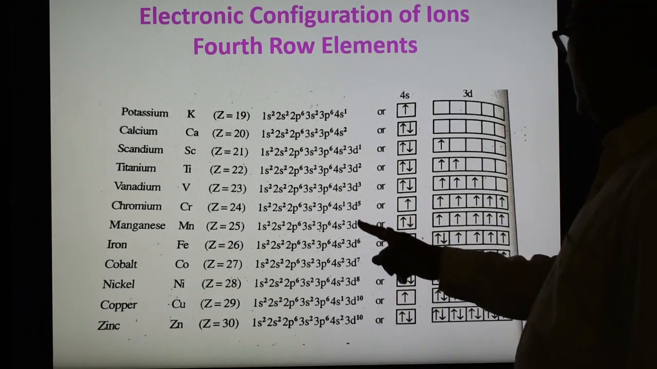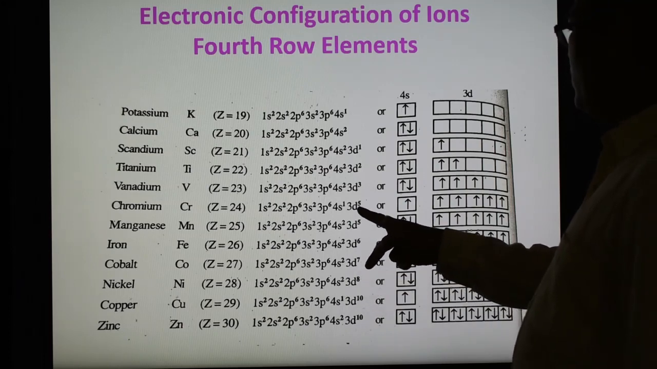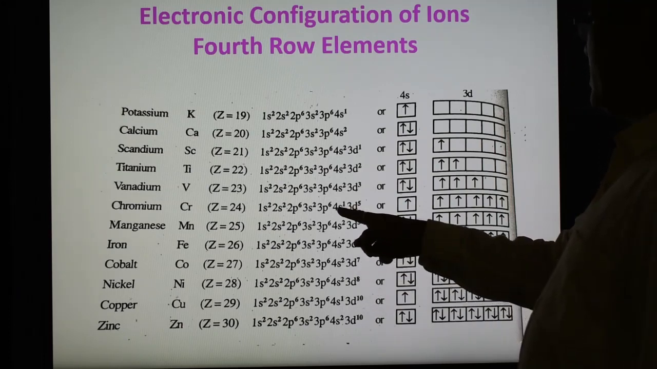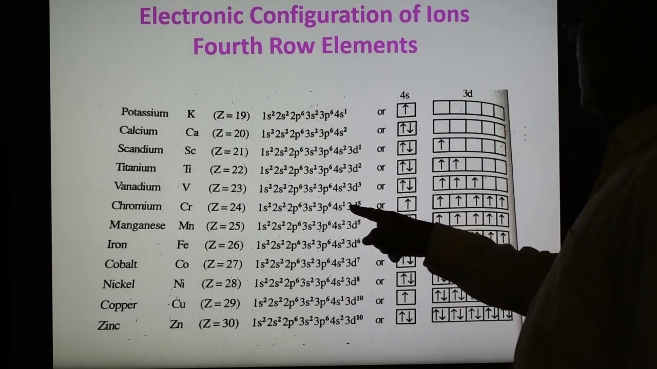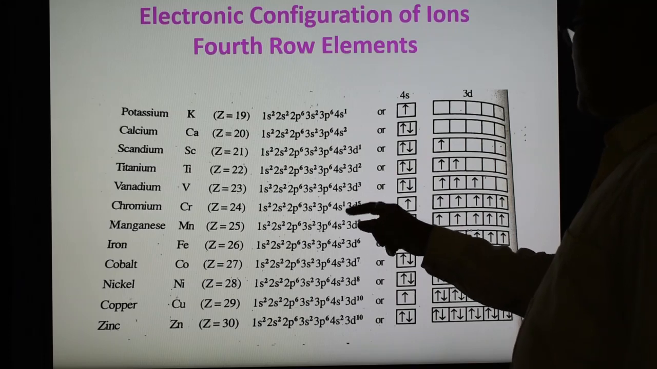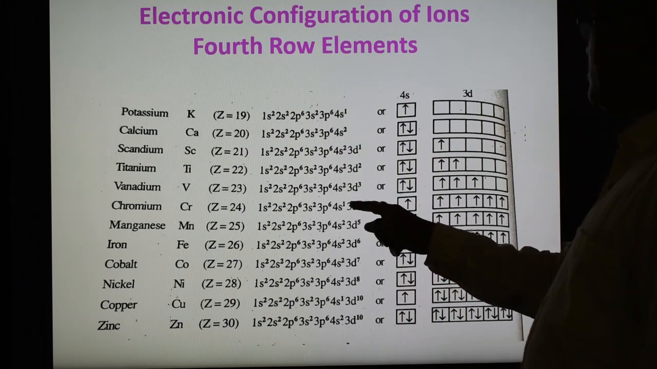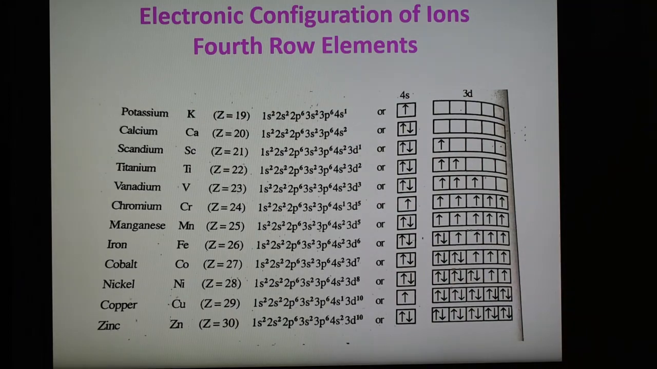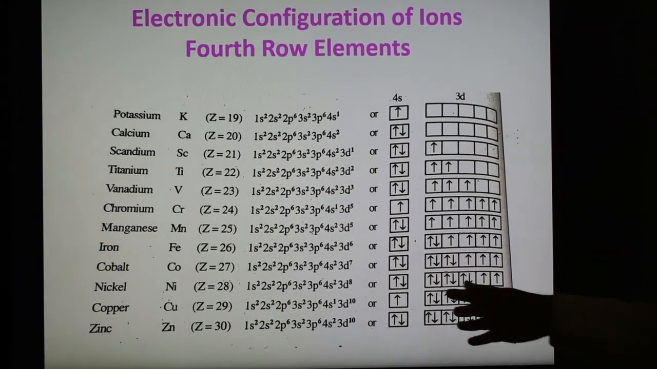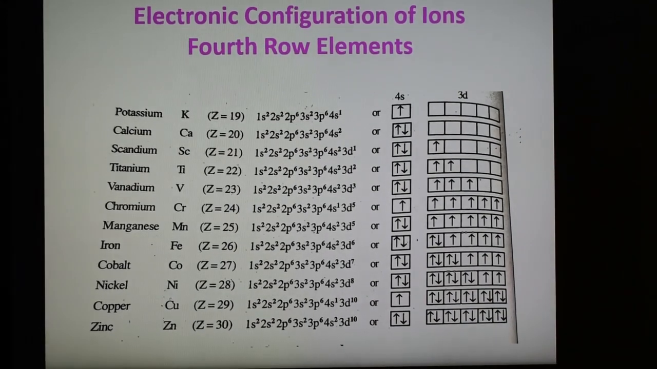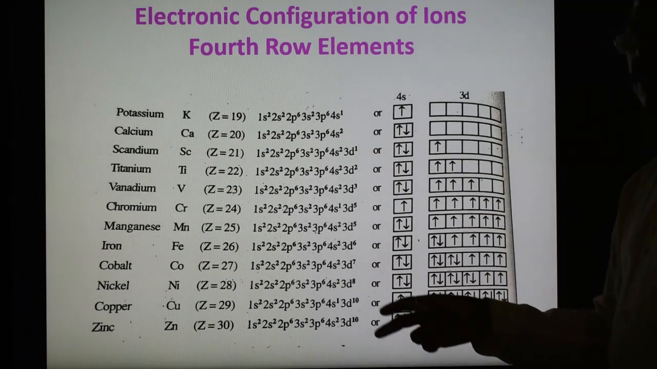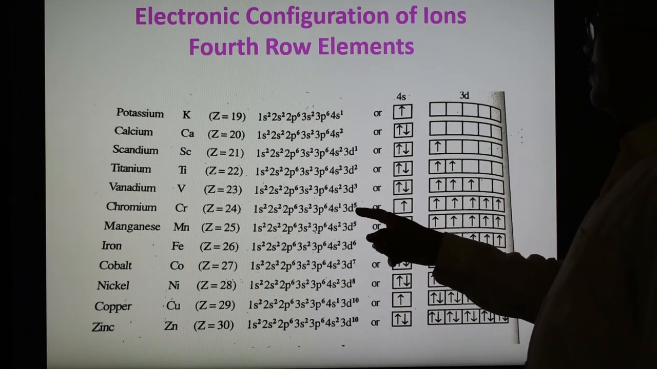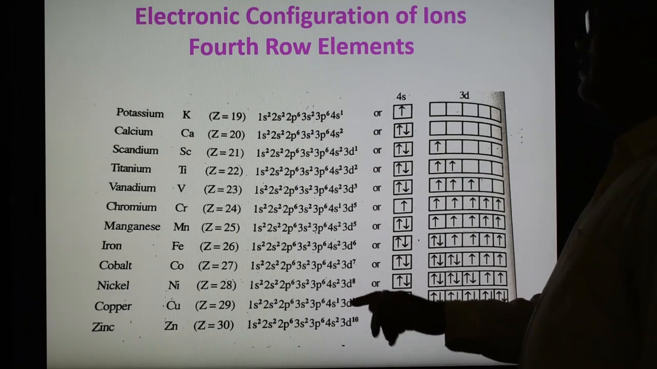but not here. In case of chromium and in case of copper, they have exceptional configuration. In case of chromium, atomic number is 24, here d1, d2, d3, here should be d4, so the configuration should be 4s2, 3d4, but now the configuration is 4s1, 3d5. Expected is different, actual configuration is 4s1, 3d5, and in case of copper 4s1, 3d10. So these two elements, chromium and copper, have this exceptional configuration, because in chromium the d orbital is half filled, in copper the d orbital is completely filled.